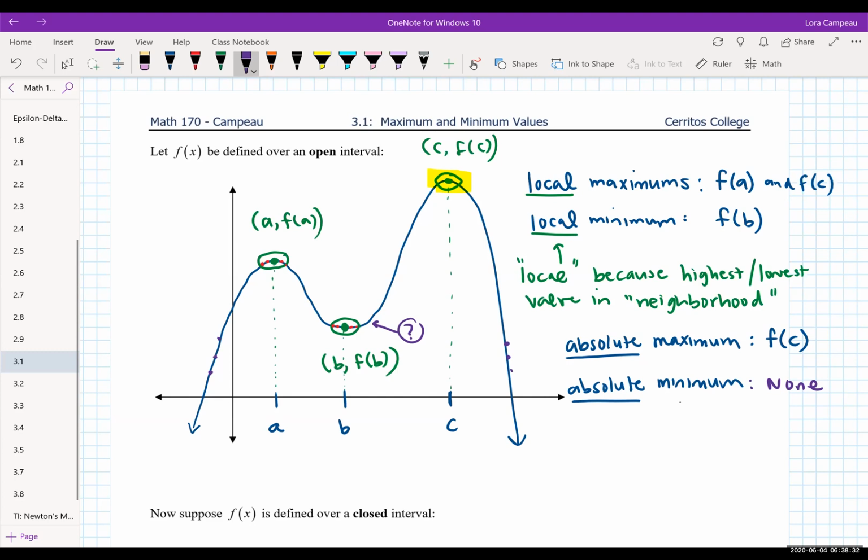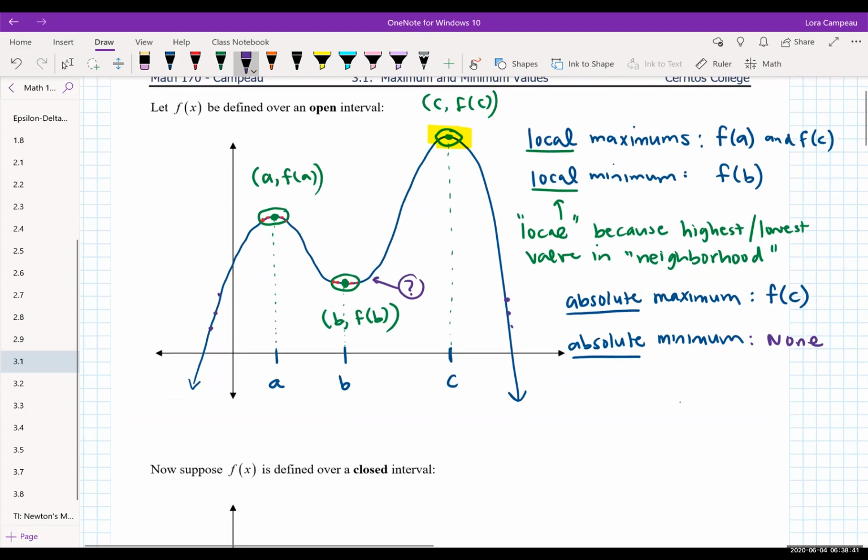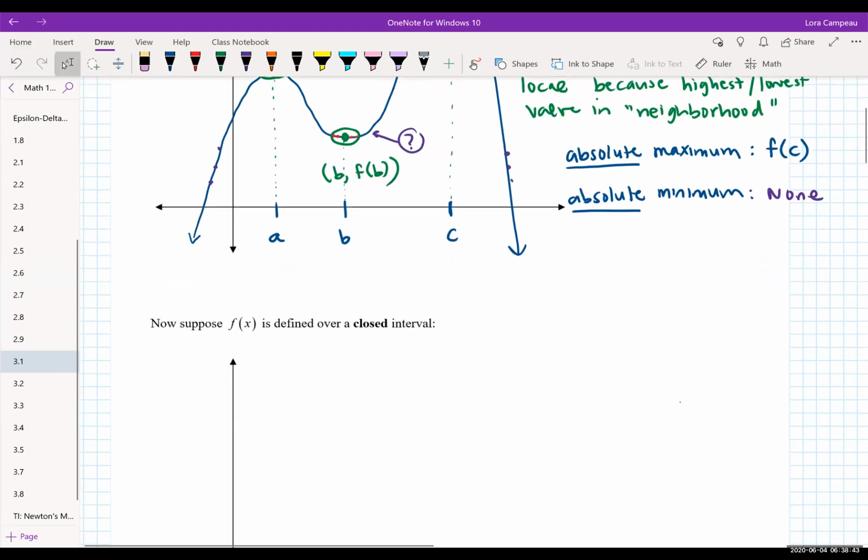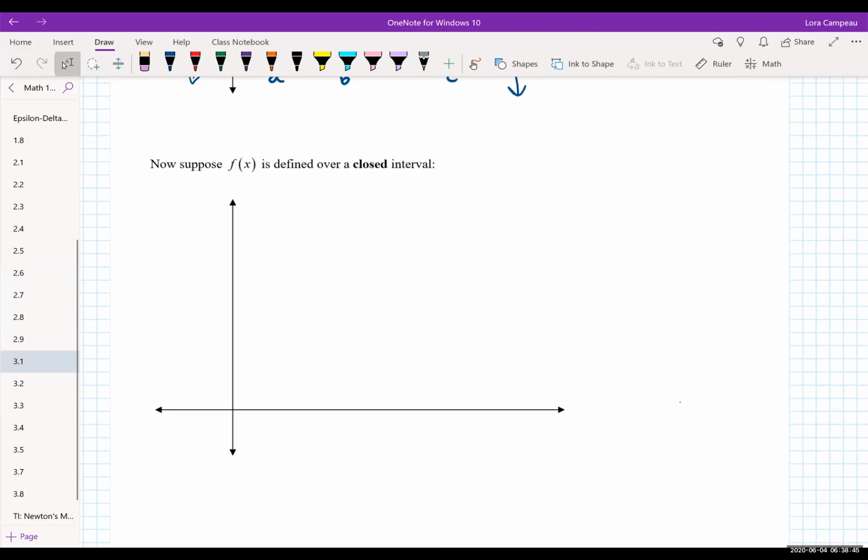So now that you have an idea, we just threw the word local in there. We threw the word absolute in there. Let's take this to not really the next level, but just try to understand what's happening when we close off our interval. If I talk about a closed interval, I have clear endpoints for the x's. So I can write this down in nice interval notation.